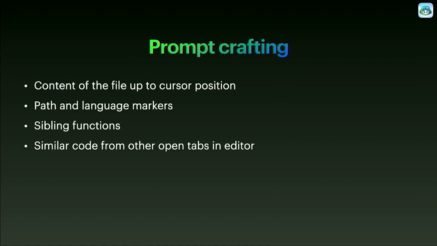So we had to come up with some strategy to include also the useful code that's below the cursor. So we basically detect sibling functions. Those are the functions that are on the same level as the function that you're currently working on. For example, if you are inside a member of a class, those will be other members of the same class. If you're in a module and you're working on some function in the module, those will be the other functions from the same module.